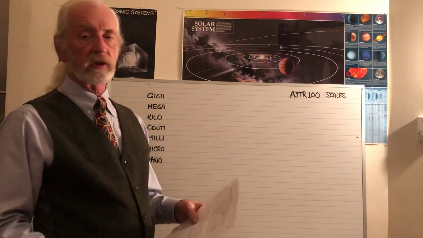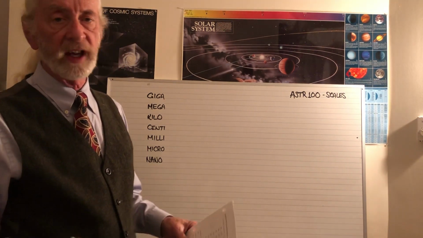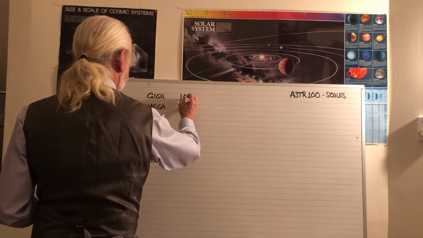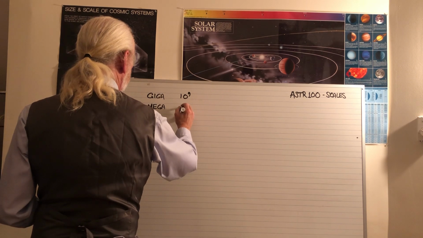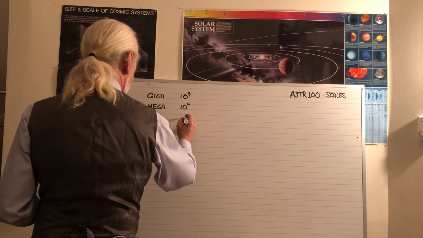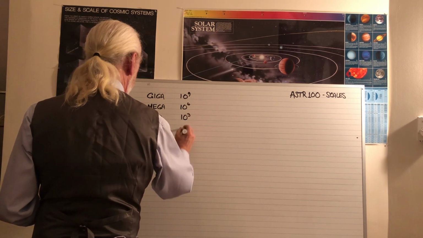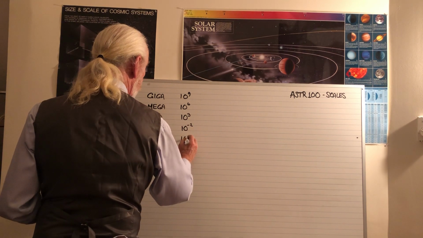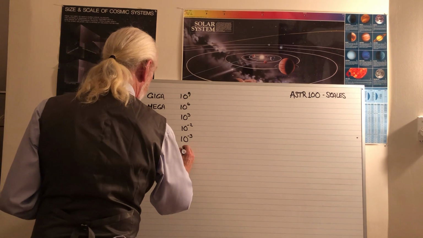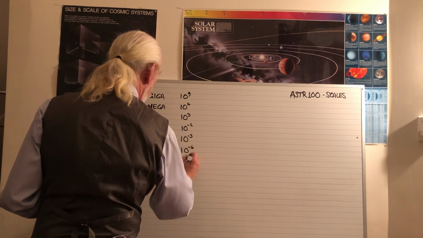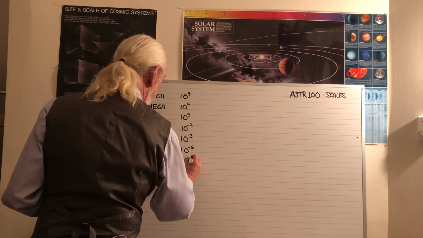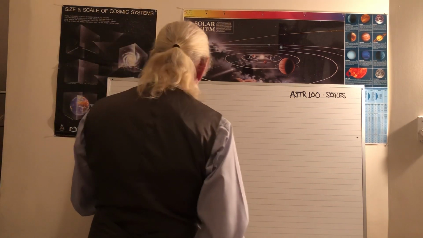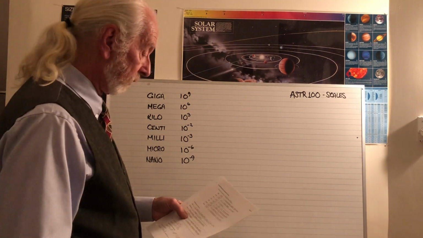All of these prefixes are equivalent to powers of 10. Keep that in mind. Giga is 10 to the 9th. Mega is 10 to the 6th. Kilo is 10 to the 3rd. Centi is 10 to the negative 2. Milli is 10 to the negative 3. Micro, 10 to the negative 6. Nano, 10 to the negative 9. Prefixes are equivalent to powers of 10.